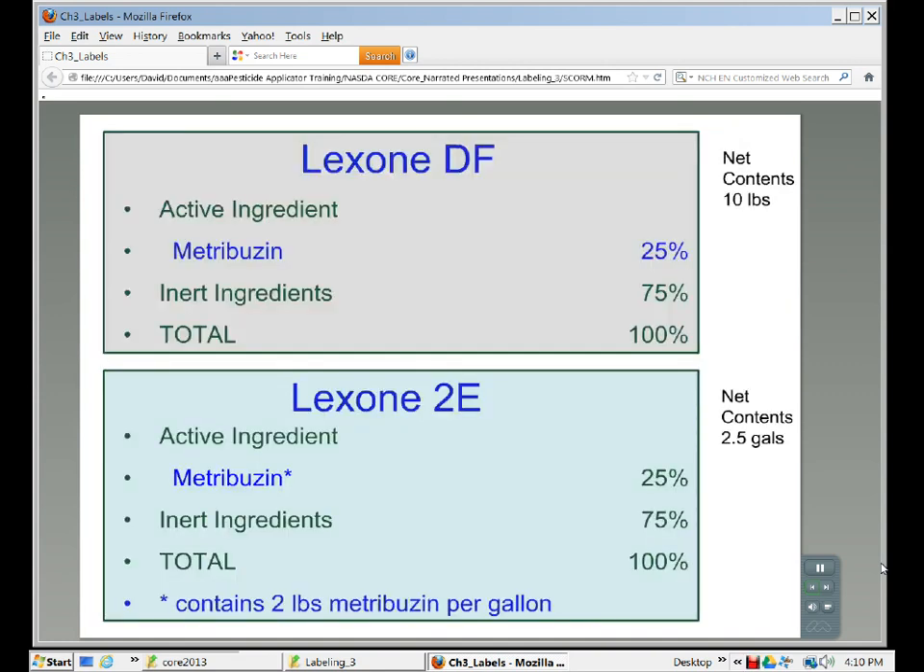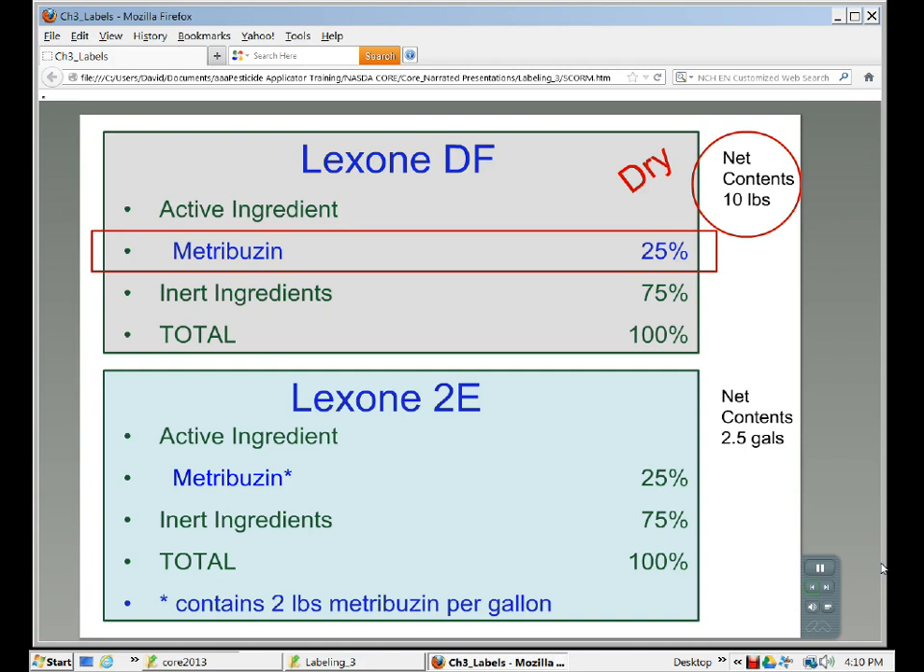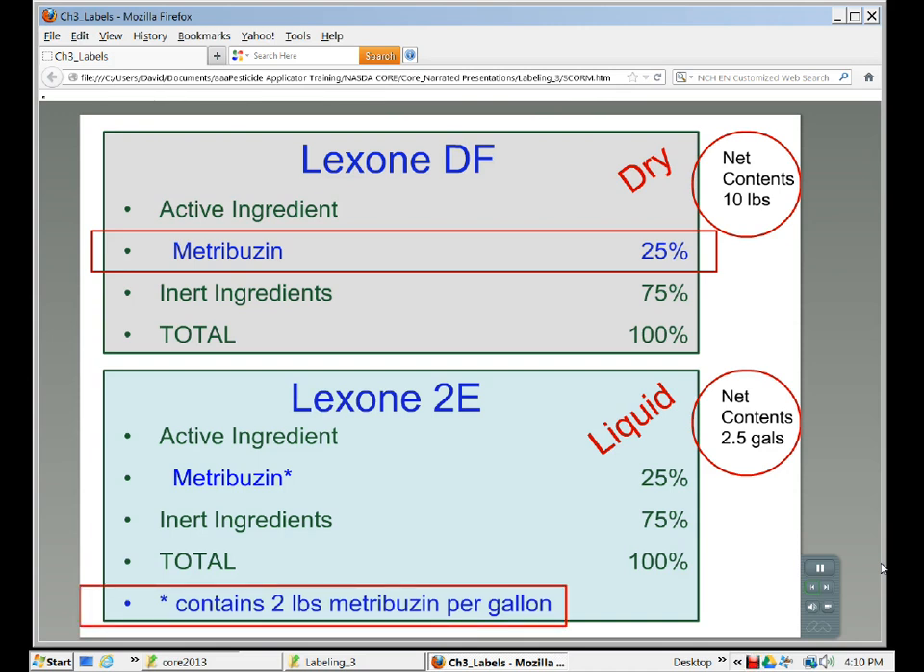Let's work through two examples. For the dry formulation, use the percent active ingredient. If we had 10 pounds of Lexone DF and it contains 25%, we multiply 10 pounds times 25% and get 2.5 pounds of active ingredient. With a liquid formulation, the Lexone 2E product, the label states there are 2 pounds of active ingredient per gallon. So, if we take a 2.5 gallon container and multiply by 2 pounds per gallon, you get 5 pounds of active ingredient. If you ever tank mix products that have similar active ingredients, you need to do this type of calculation.